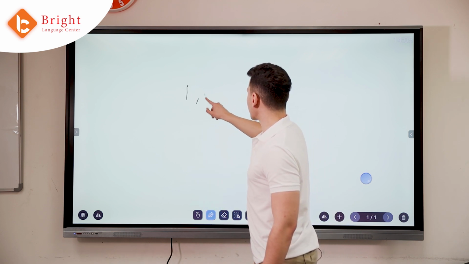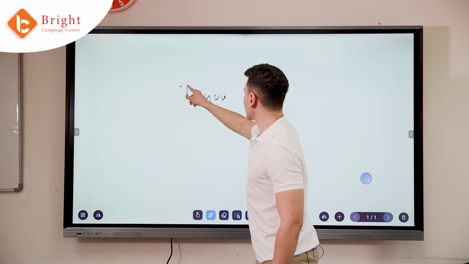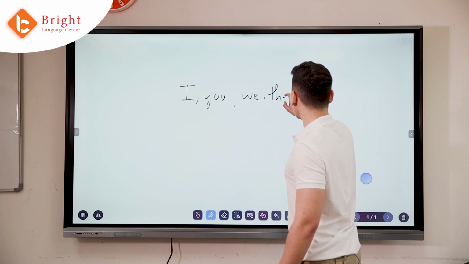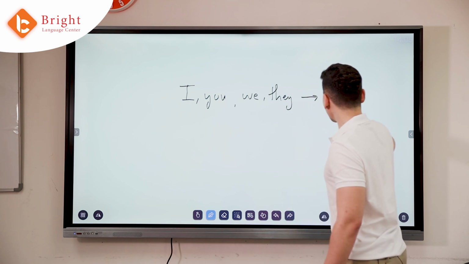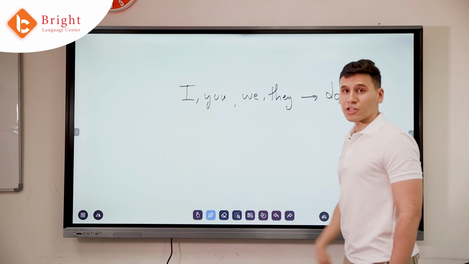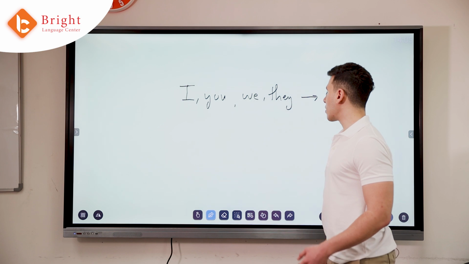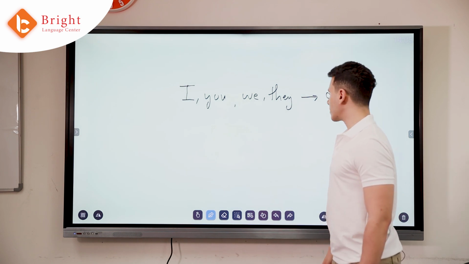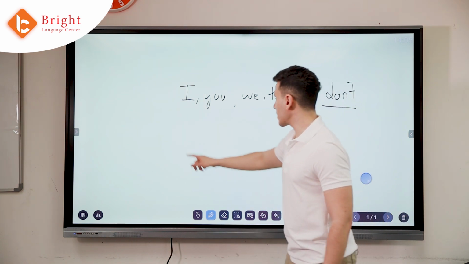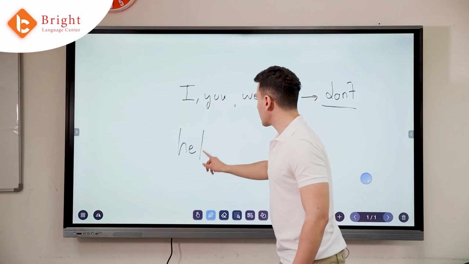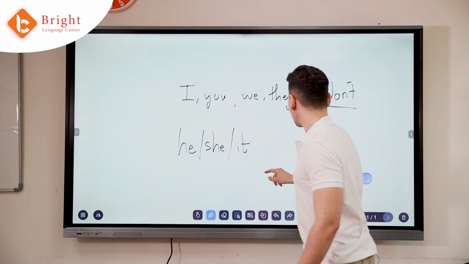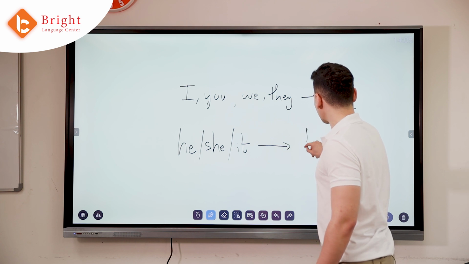For I, you, we, and they, we add don't before the verb. So I don't watch TV, you don't play football, they don't run, we add don't. Then again, the special case is for he, she, and it. Once more, he, she, and it is a little bit different than the others. With he, she, and it, we must add doesn't.